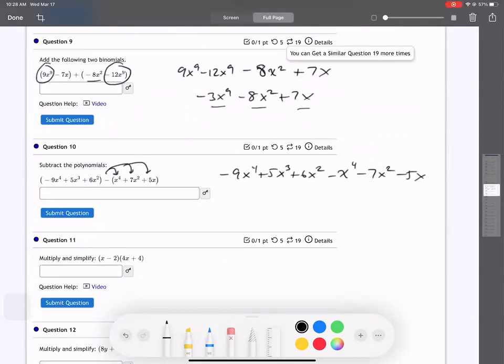We have like terms. Let me go ahead and highlight those for you. To the 4th, we have squared and squared, and those are our only like terms. So 9 minus 1 is negative 10x to the 4th. X cubed, we only have 5x cubed, no other matching set. We have 6x squared and negative 7. They subtract to be negative 1x squared minus 5x. Okay, so you guys are going to be practicing that.